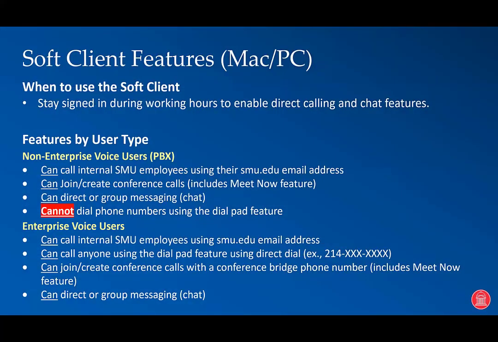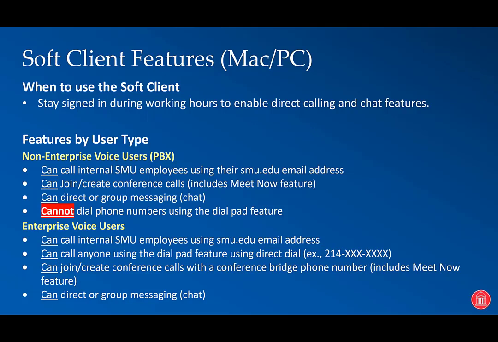So quickly going through our soft client features, I'm going to focus on the can't do's. So as a non-enterprise voice user who has a PBX phone, those old khaki colored phones, you cannot use the dial pad feature on the soft client. When I do the demo, I'll be able to show you what that does look like. So folks with enterprise can do those things. They can call people, they can call anyone using that dial pad feature, and they can create conference call bridge numbers, which allows people to have audio access. The non-enterprise voice users have most of that functionality, but it is restricted to internal SMU employees, and they must be logged in.